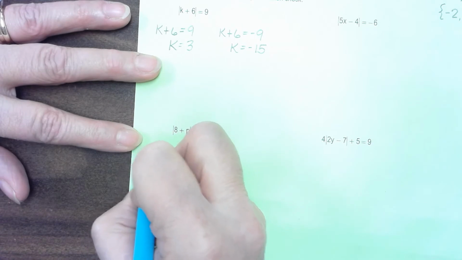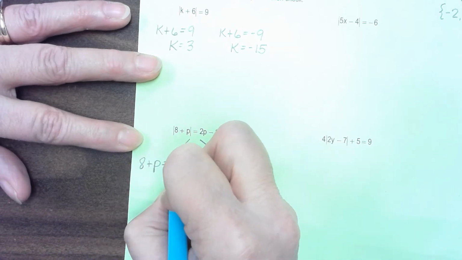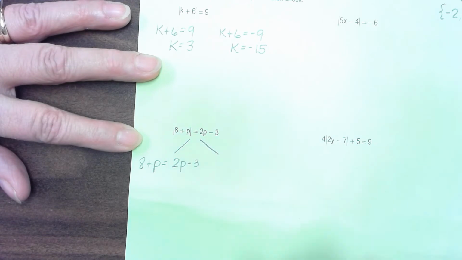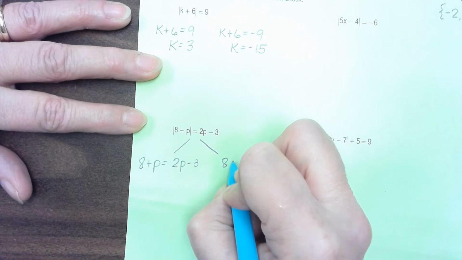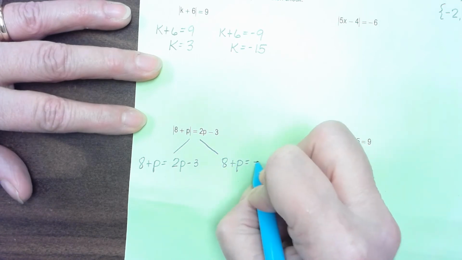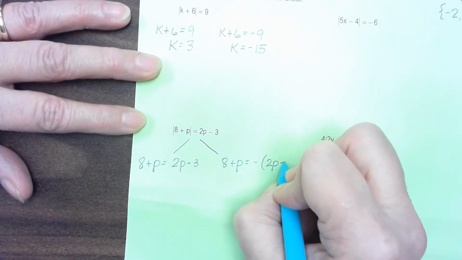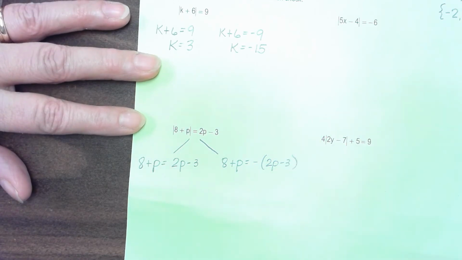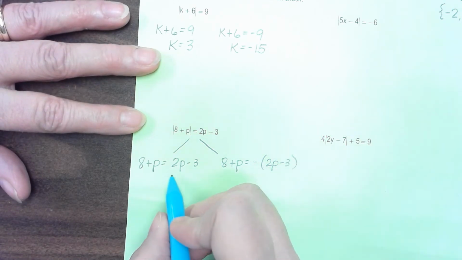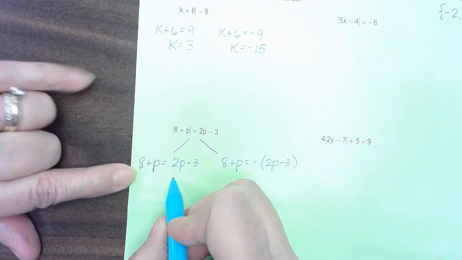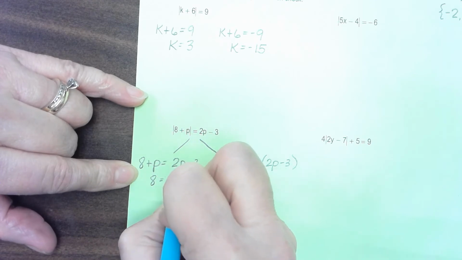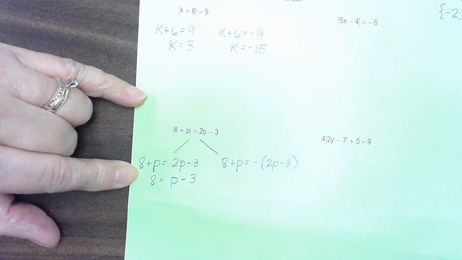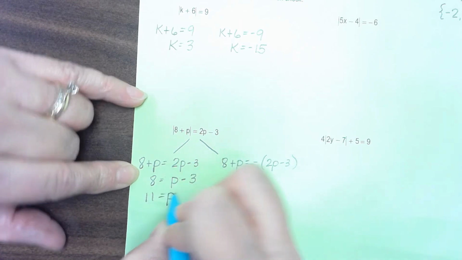So we have 8 plus p is equal to the positive side of this, or we have 8 plus p is equal to the negation of that expression. Okay, so we're going to solve both. On this left side, we're going to subtract p from both sides. So I have 8 is equal to p minus 3. I'm going to add 3 to both sides. So I have 11 is equal to p.